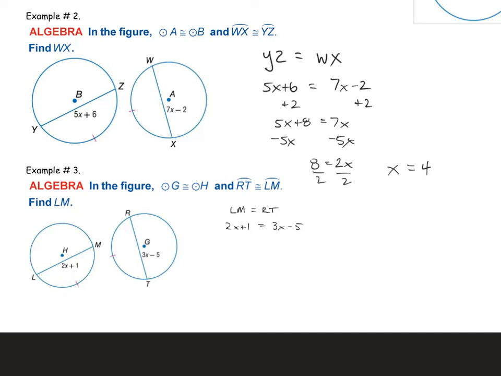In one step now, I'm going to add 5 and subtract 2x from both sides, minus the 2x and add the 5. So I get that 6 is equal to x. I think you guys could solve that equation. And now in order to find the length of LM, I'm going to plug in the 6 wherever I see an x. So 2 times 6 plus 1. So that means LM is 12 plus 1, which is 13.